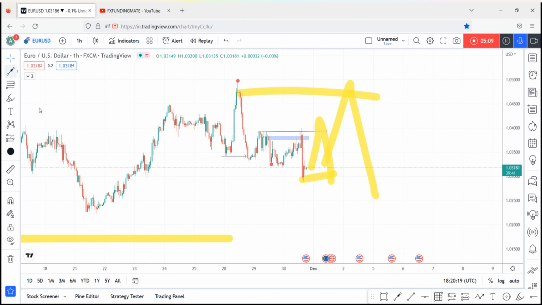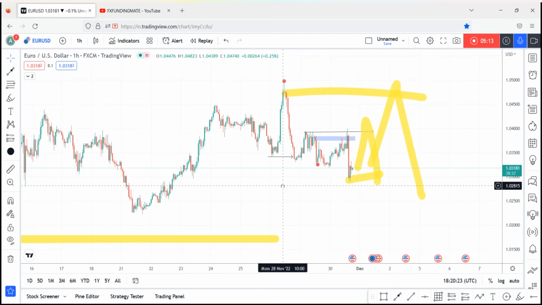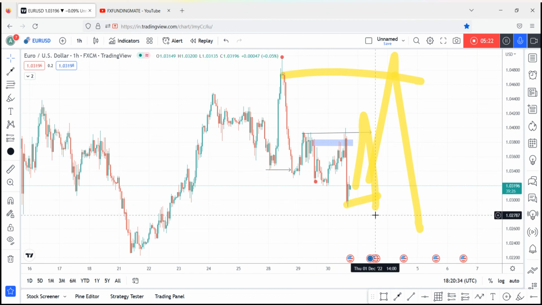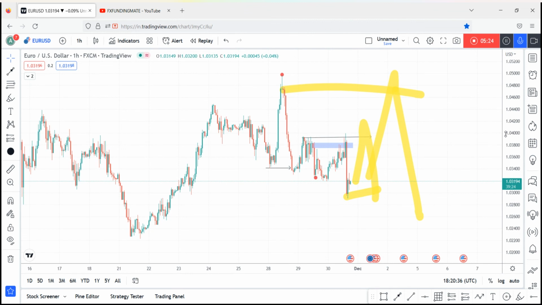Until and unless price is making lower highs and lower lows or higher highs and higher lows, price is in a very sure trend. And when price just broke the recent high or low, then you can sell or buy, right? So this is the topic for today.